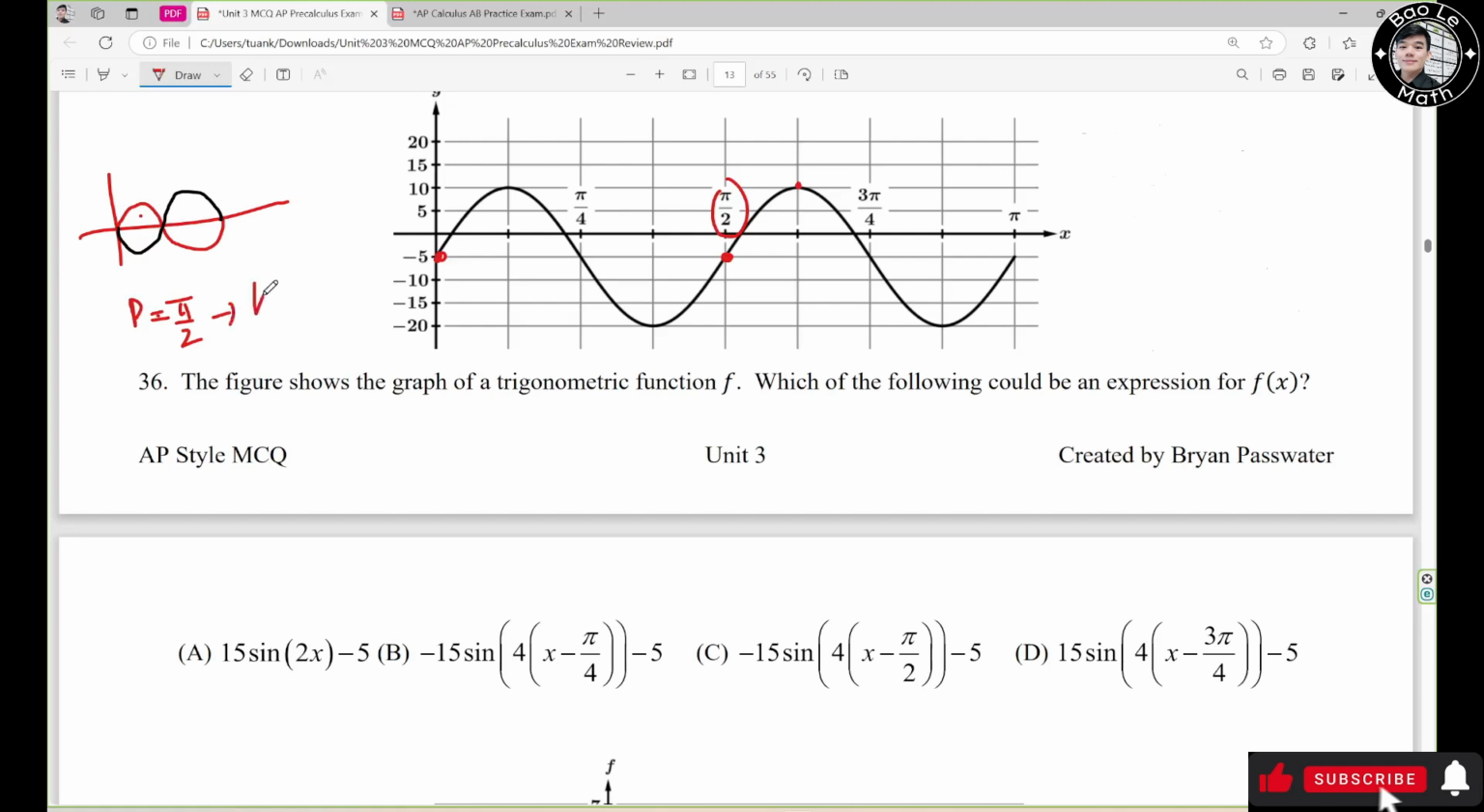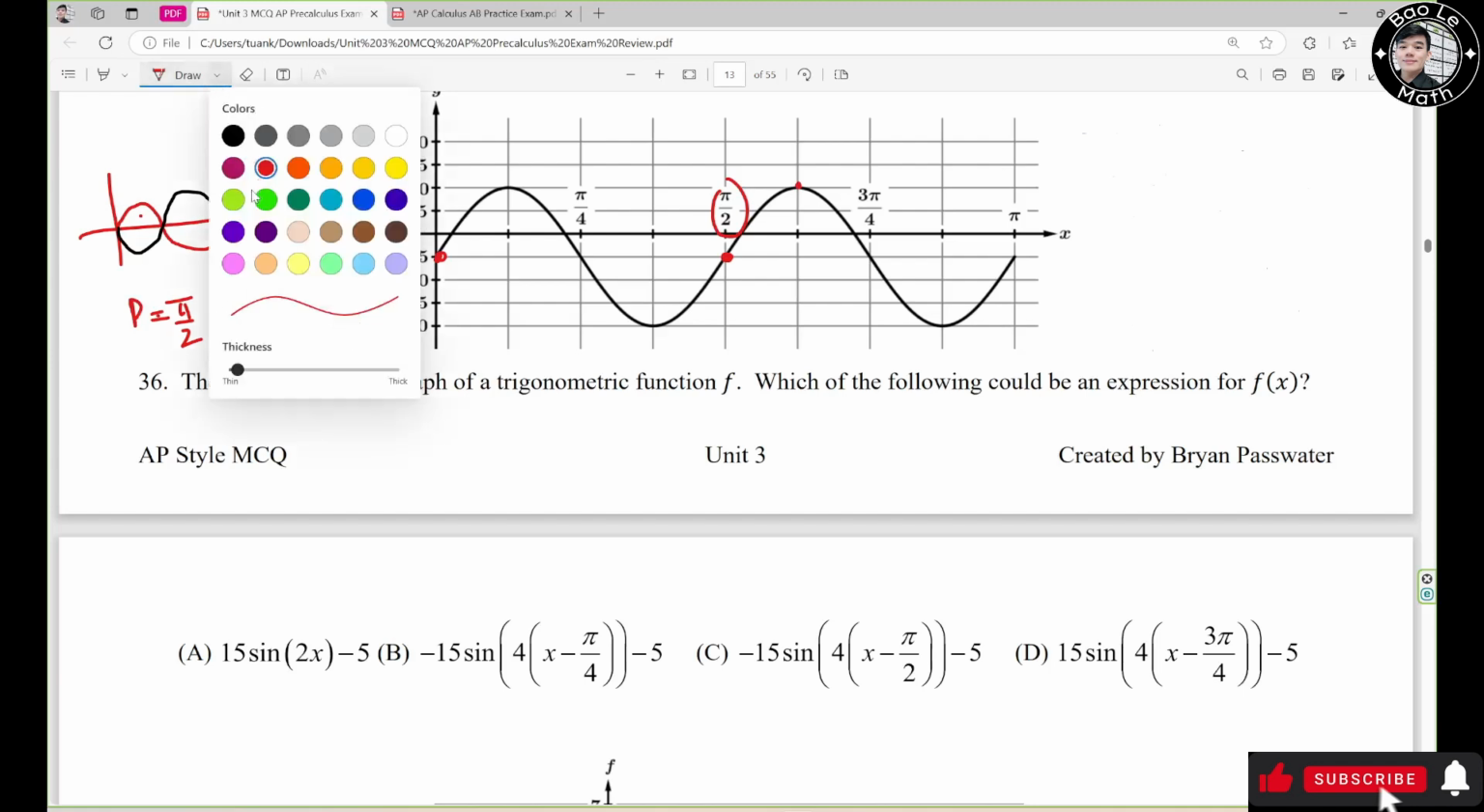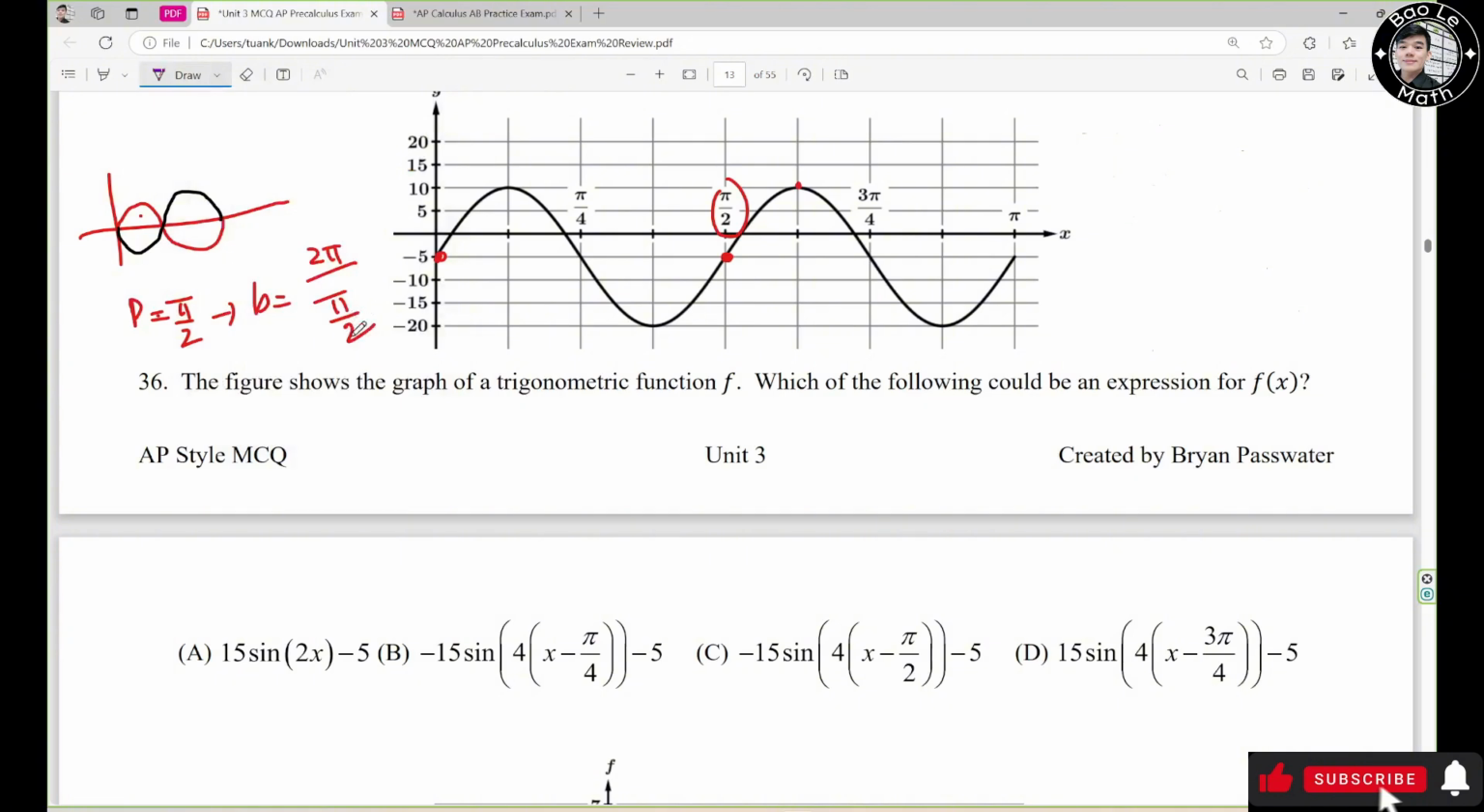Now we need to solve for b. b equals 2 pi divided by pi over 2. Now to simplify this one, you look at the bottom right here. The denominator is 2. I need to multiply the top and bottom by 2, so it turns out to be 4 pi over pi, this one cancels out pi, so it could be 4. So b equals 4. Look at this one, b equals 2, so this one is wrong. b equals 4, good. This one good, this one good.